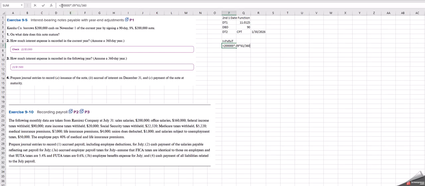Let me go here so you can see it. I'll put in the caret and then I'll copy it down and put it in the equals. So $3,041.55 is going to be the amount of interest that we're going to record. So how did I get a different number? 200,000 times 9% times 61 days.